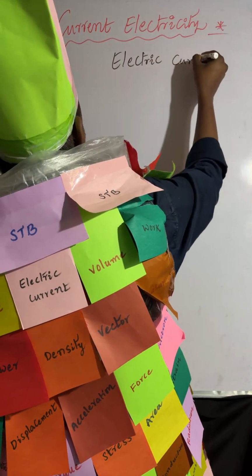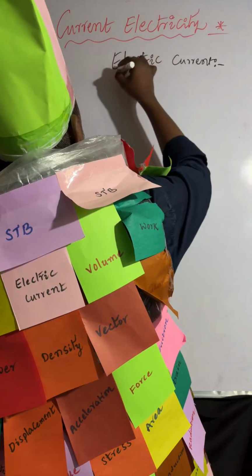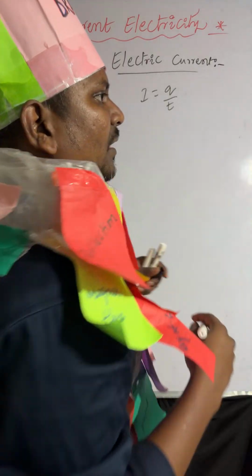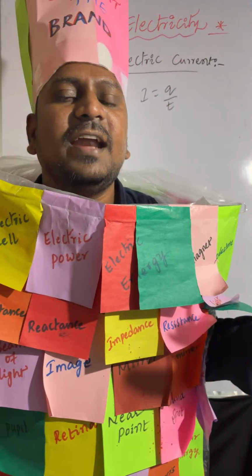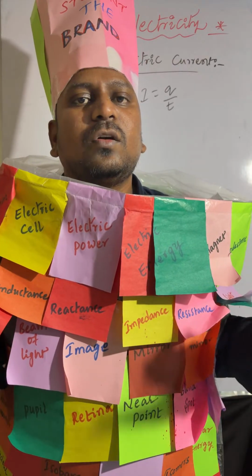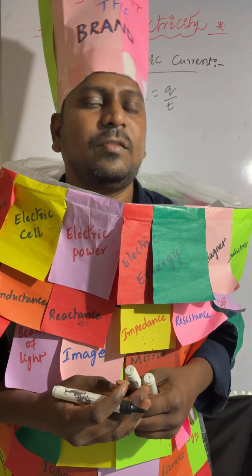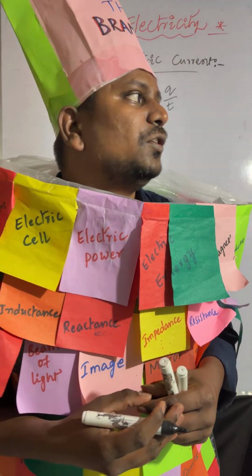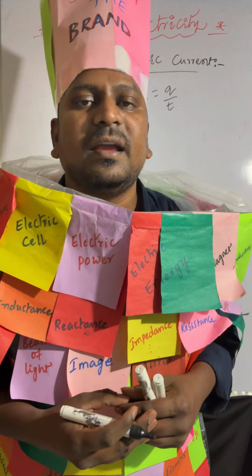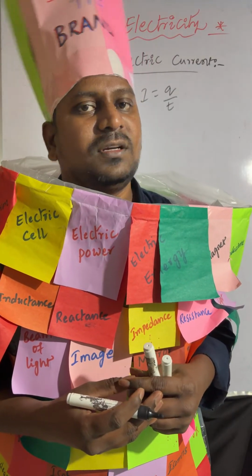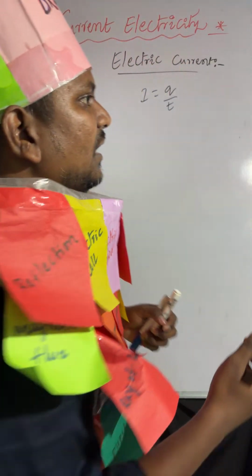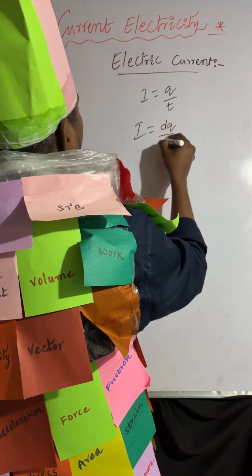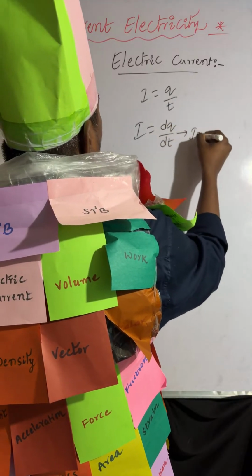Electric current, I equal to Q by T. The rate of flow of net charge through a cross-sectional area is called electric current. And here I equal to Q by T, I equal to dQ by dt. So this is the instantaneous current.